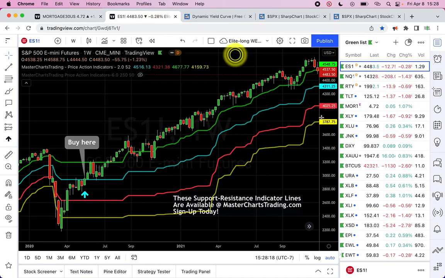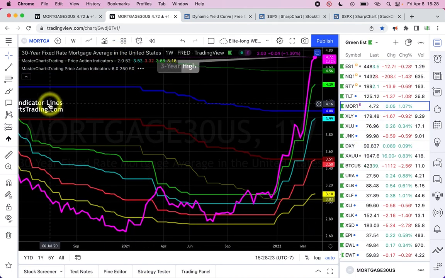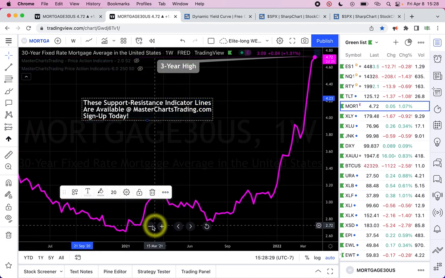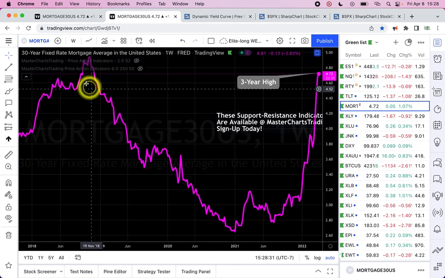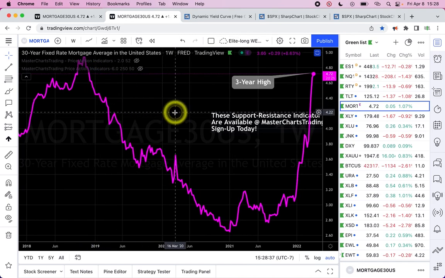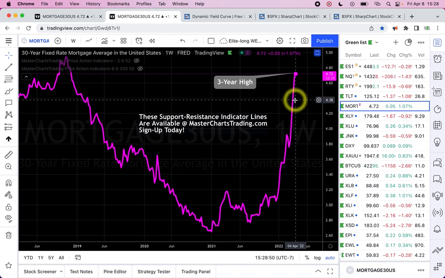Let's look at the weekly chart, just easier to look at. Excuse me. So this is a 3-year high in mortgage rates. You can see last time we were here was in December 2018. So high mortgage rates will eventually weigh on real estate. When this is going to happen, nobody really knows. But real estate is clearly unaffordable to the vast majority of people.